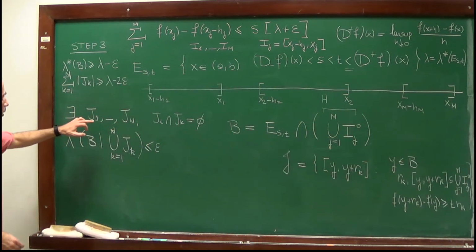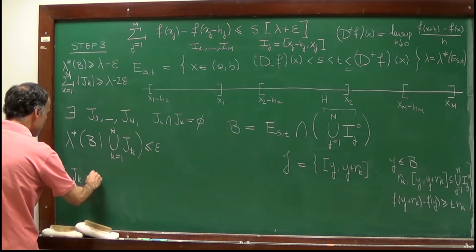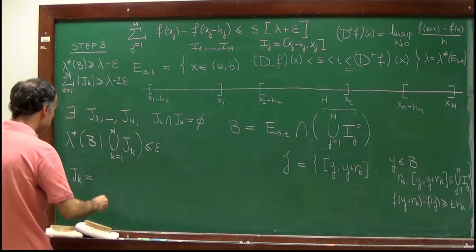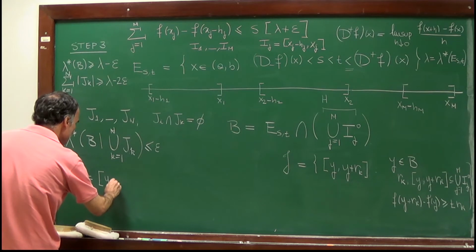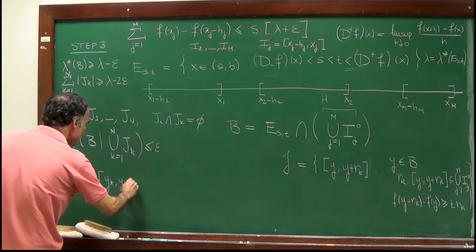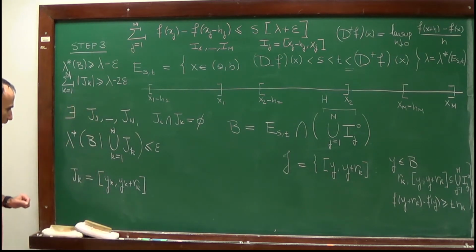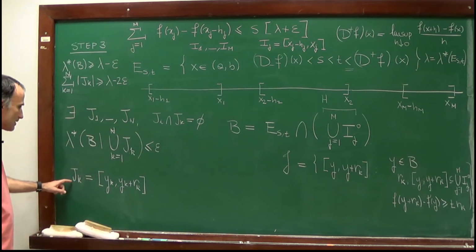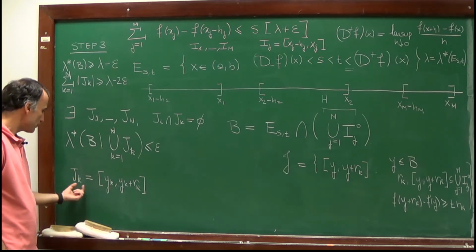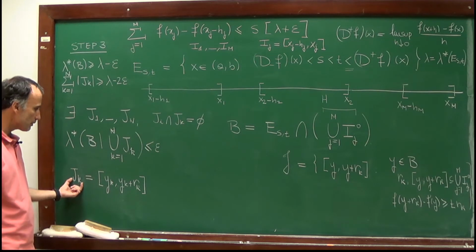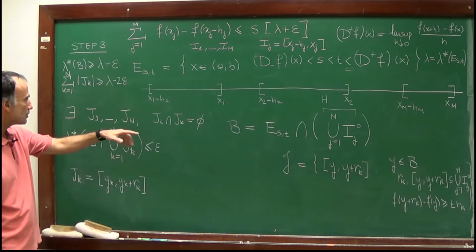So now let me give names to J1. So let me call Jk. Jk will be an interval which I will represent by yk plus rk. Okay. And again, I will assume that these intervals are ordered in the sense that J1 is the leftmost interval of this collection, J2 is the second leftmost, and so on until Jn, which is the rightmost.